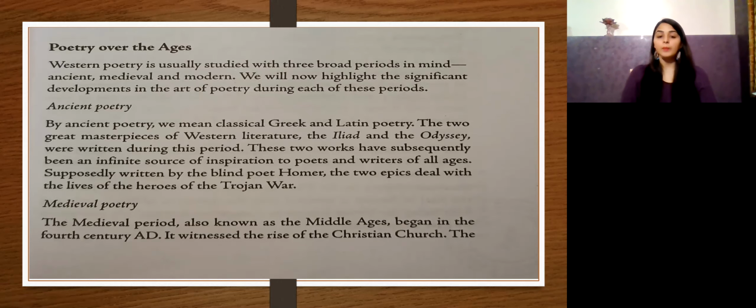Now let's come to the other part of poetry, that is medieval poetry. Medieval poetry is also known as the Middle Ages. The name itself refers to it, the word medieval refers to middle. It began in the 4th century AD. It witnessed the rise of the Christian church.